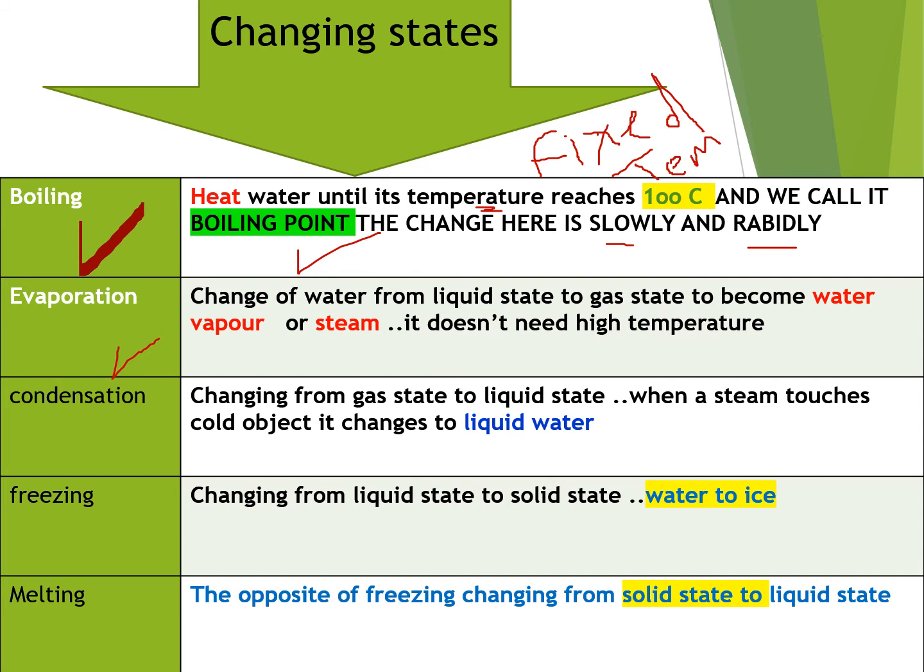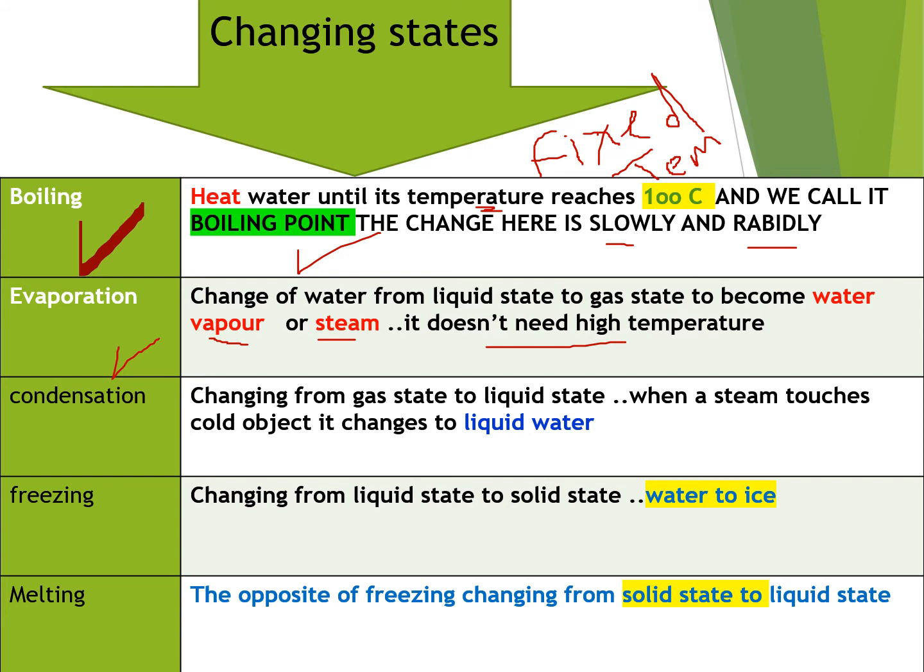Second one is evaporation. Evaporation is changing from water as a liquid state to gas state to become water vapor or steam. Here steam is also the meaning of vapor. And our condition here, you should know that evaporation doesn't need high temperature.